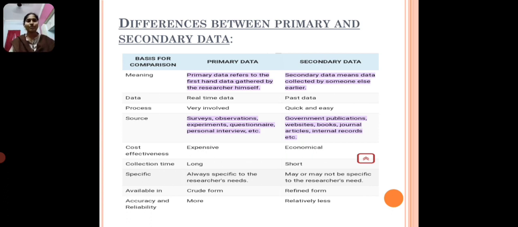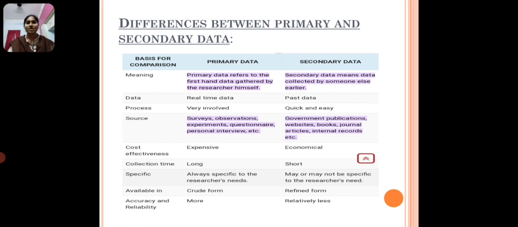So the source for collecting the primary data is surveys, observations, experiments, questionnaires, personal interviews, etc. So here we directly interact with the people, we do surveys, we do observations, we do all the experiments, and we question people in order to get the data we require. Whereas the secondary data sources are government publications, websites, books, journal articles, internet records, etc. Right? So these are the sources we use in order to collect the secondary data.